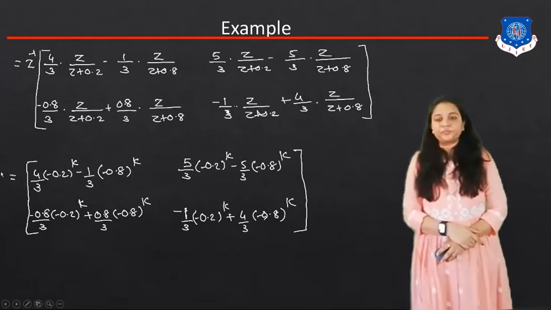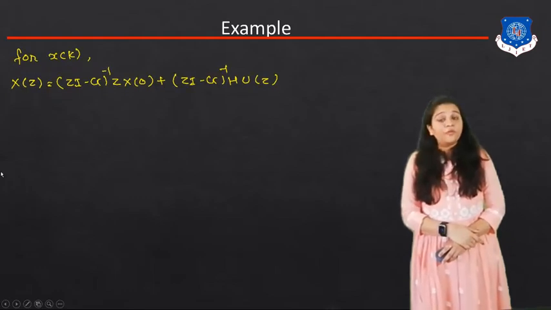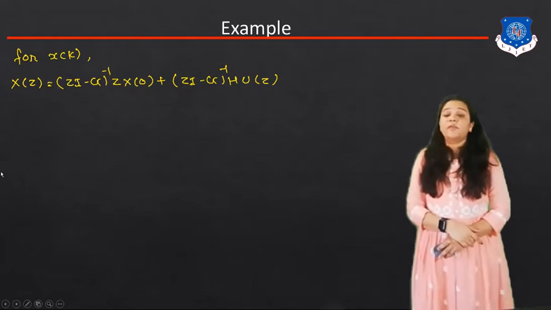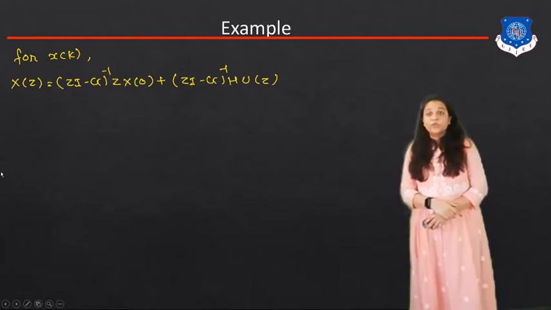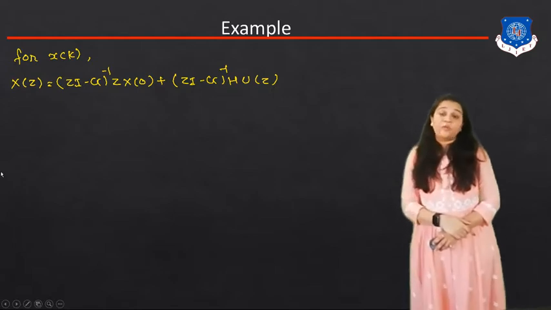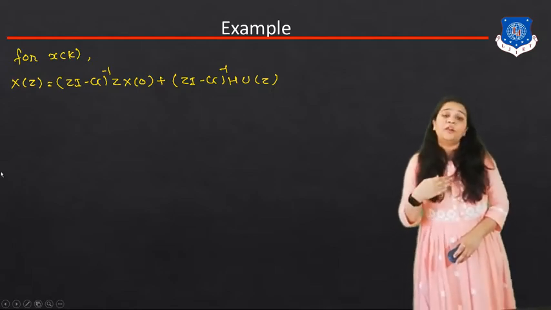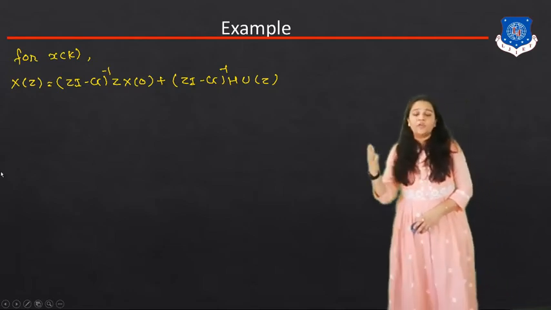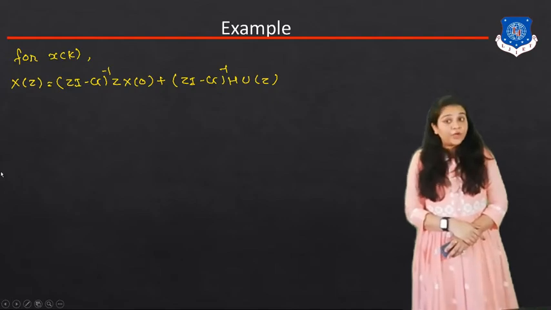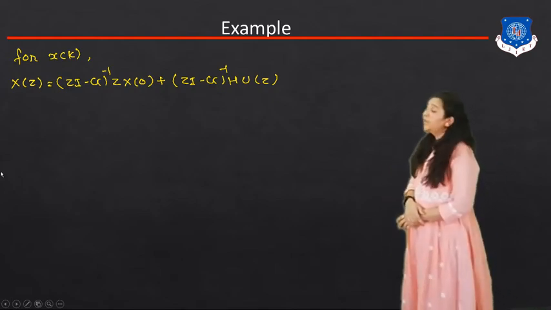Okay. Now next we have to find the value of x of k that is given in the example. So what is the equation for x of z? First of all, we have to find the value of x of z, and then we have to find the inverse Z transform of x of z, which is equal to x of k. So what is the equation of x of z? That also we have to prove in the theory section.